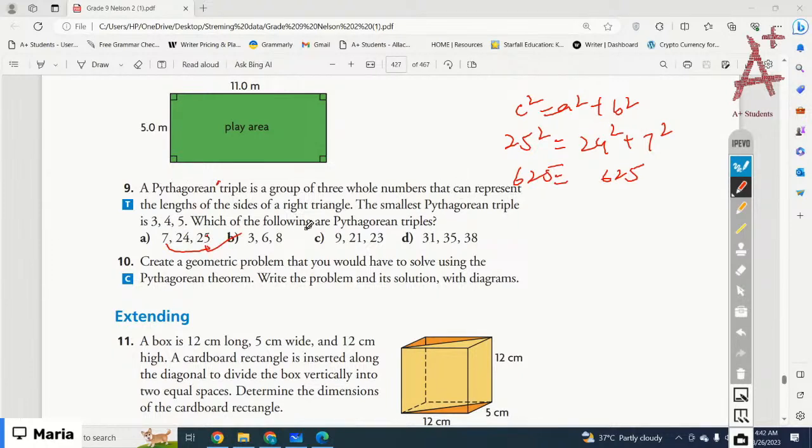You can check the same way for B. This is the hypotenuse. 8 square equals 6 square plus 3 square. 64, 36 plus 9. 36 plus 9 is 45. No, they are not equal. This is not a Pythagorean triple, right?